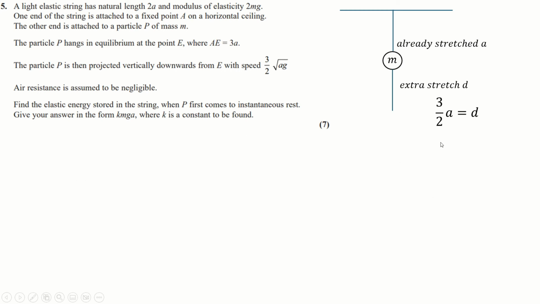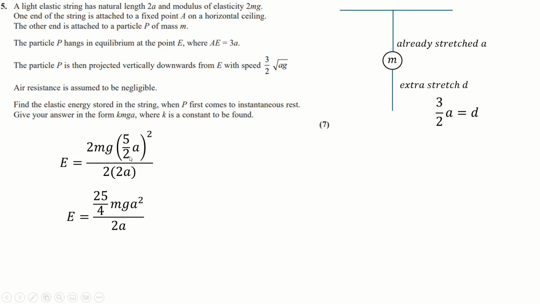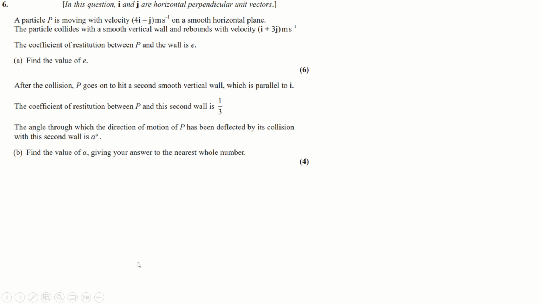So that's the distance D that it travels down, and it says find the elastic energy stored in the string when it's at rest. So that's just when it's stretched A plus D, which is A plus 3 over 2A, which is 5 over 2A. And again, this is just lambda x squared over 2L, because that's what they're asking us to do, the energy stored at the bottom. This is 25 over 4. These twos cancel. That becomes an H there, and the A's cancel as well, and you end up with that there as our answer. Question number 6, kind of a weird question here.